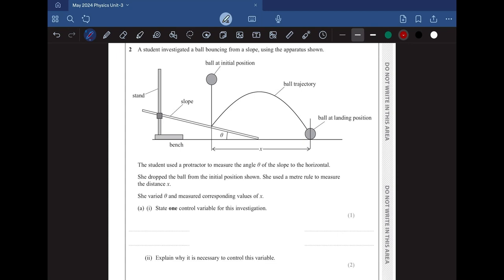The question number 2 says a student investigated a ball bouncing from a slope. So basically, from an initial height, the ball will be bouncing to a slope, and then it will be bouncing again from the slope, and it will land somewhere right here or here or here.